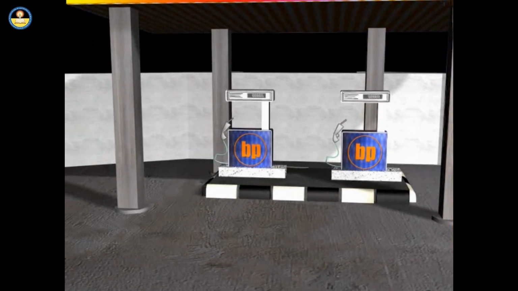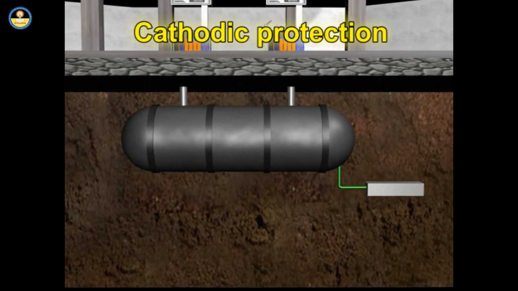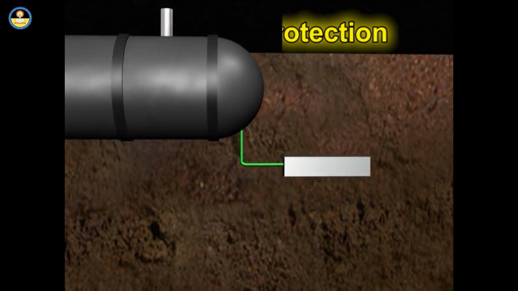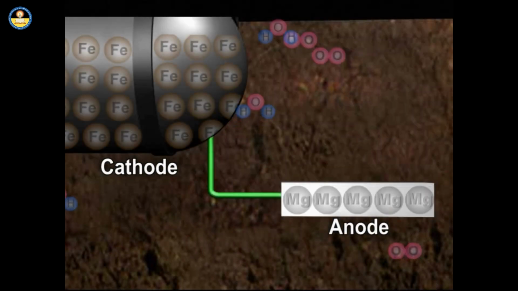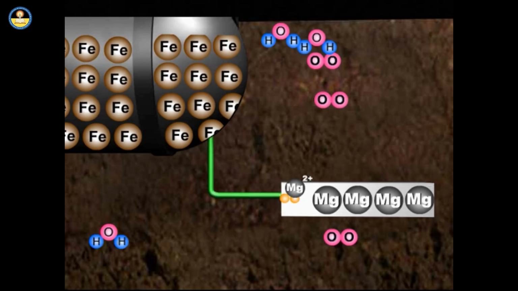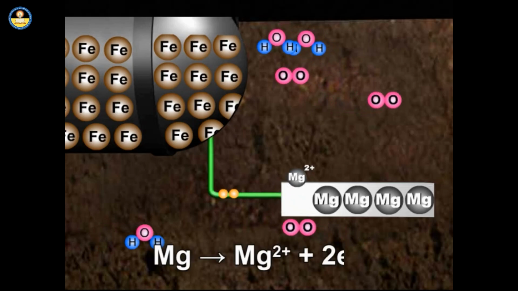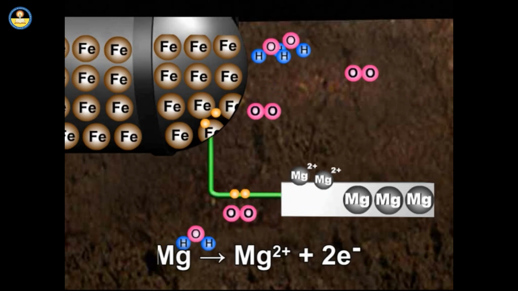This formation of rust can be prevented by cathodic protection, where iron acts as cathode and more reactive metals act as anode. Let us take magnesium metal in this case. The reaction taking place at the anode will be magnesium gives magnesium 2+ ions plus 2 electrons. This means that magnesium releases electrons to form magnesium ions.